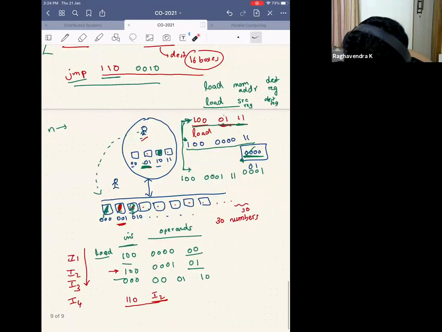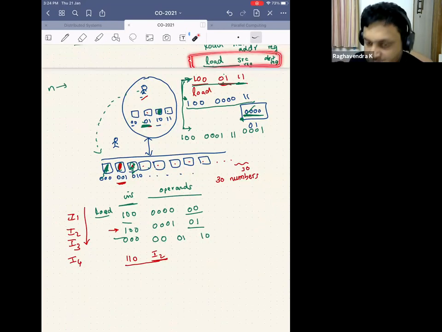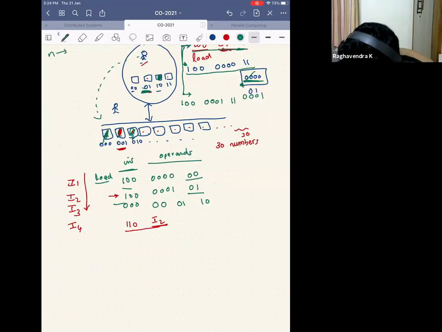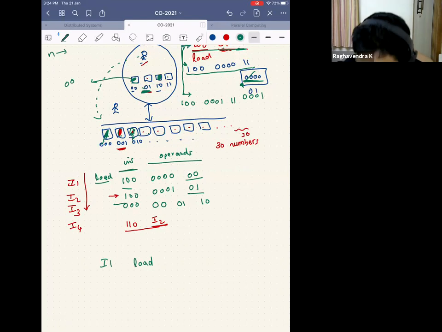Okay, so now let's say I have this power of load where I specify the source register. So now what should I do? Instead of these instructions, I will do something like this. My instruction 1 will be load. I will not write 100 anymore because I assume that is load. Let's say the starting address is stored in the small box 00, which always has 4 zeros. So I will do load 00 and store it in 01.